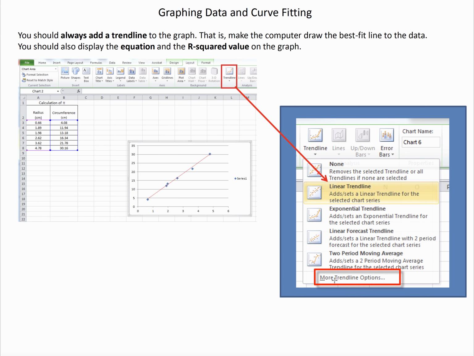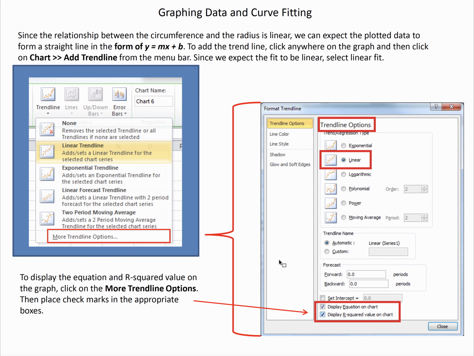We will also then on the bottom select more trend line options. When you select more trend line options, what comes up are those two values that we're looking to add to the graph. Display equation on the chart, check. Display R-squared value on the chart, check.